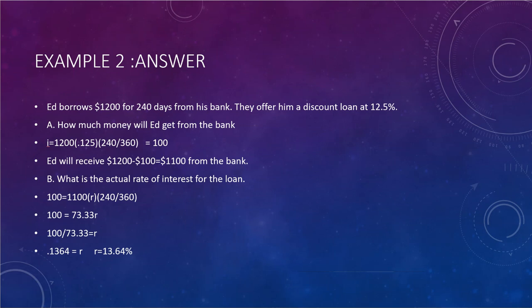So we can see a bigger difference this time. In our first example, it went from 8 to 8.33%. This time it went from 12.5 to really over a whole other interest point of 13.64%.